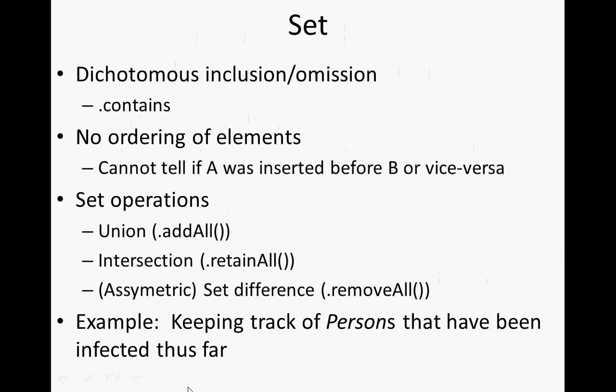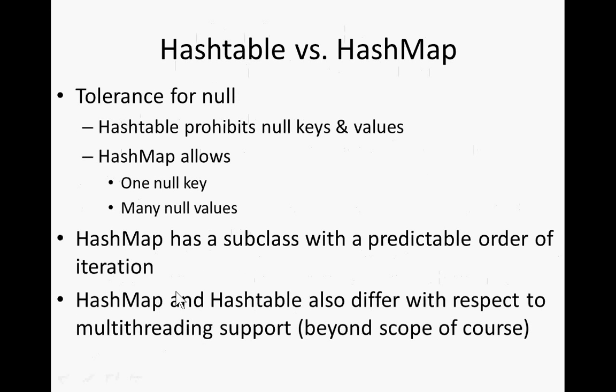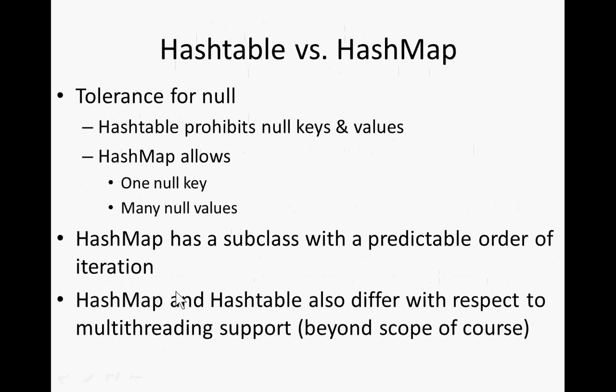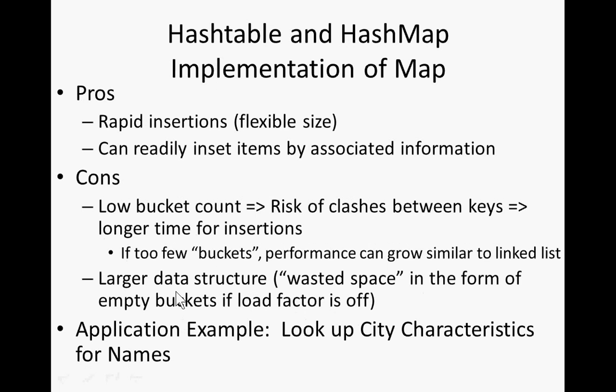Okay, let's talk about sets. So there's some slight differences if you're interested between HashTable and HashMap about whether they allow things in them that are null. Can you look up a null key or have things that are null values for a given key, that sort of thing. So could you have someone who never visited any city? Yeah. Sure.